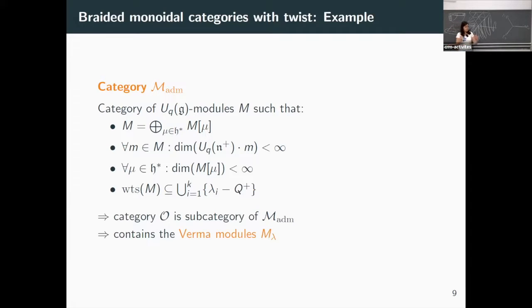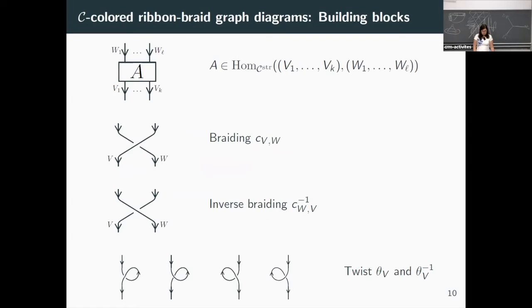And they also contain in particular category O, well, its quantum group analog, as a subcategory. So this category is then still braided monoidal, and we still have this twist. So our building blocks will be the same ones as before, but now without the duals, without cups and caps. But what we have is we still have the twists. So we'll still denote these twists with these loops like we did before.